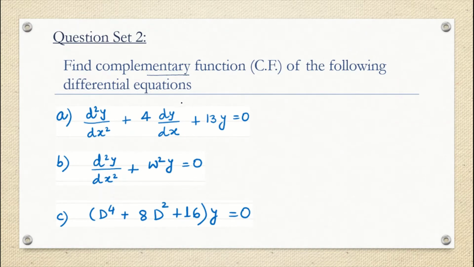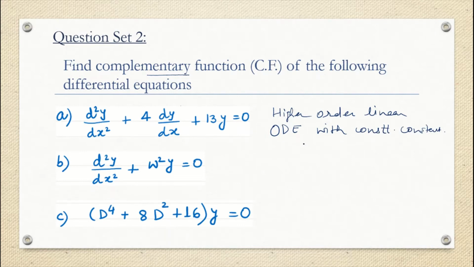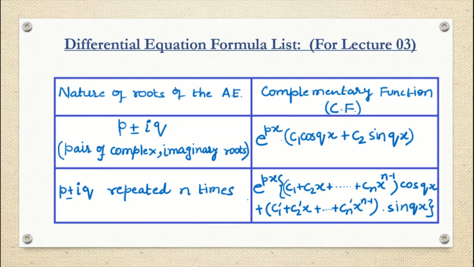If you recall, last class we had seen how to find the complementary function of differential equations where the roots were real, correct? Two conditions we had seen in last class: the roots were real and equal, and the roots were real and distinct. So these differential equations are nothing but higher order linear ordinary differential equations with constant coefficients. Why we call it in this fashion, we have covered in last class. We will see how to find the complementary function here.